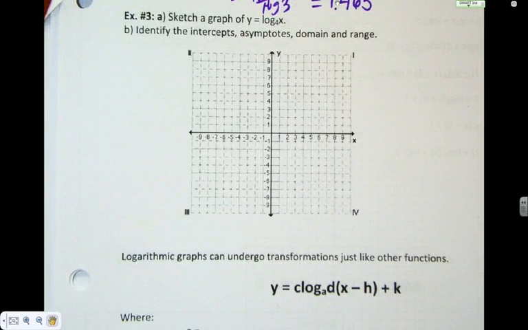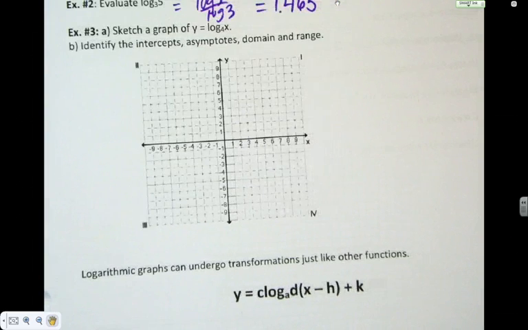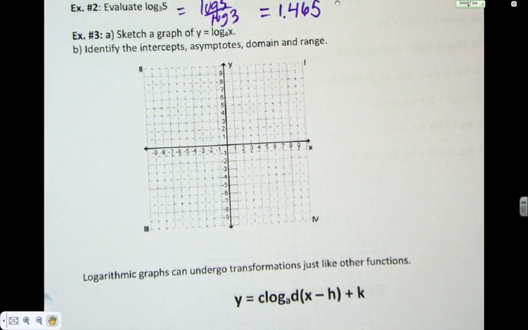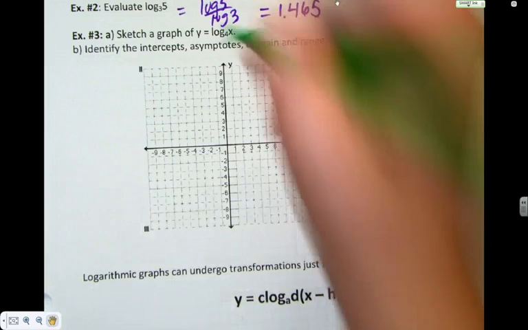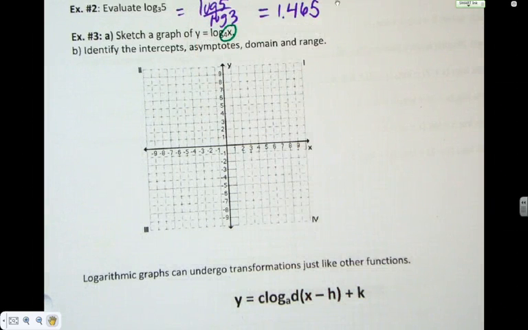Okay, log graphs. So we looked at them very, very briefly when we first introduced logs and log laws. Now we're going to go back and look at transformations and domain and range and all that good stuff. So sketch the graph of y equals log base 4 of x. How do we sketch a log graph? Kind of, yes. The base to do what? We're going to do the exponential function and then take that and inverse. So the exponential function is just 4 to the x.